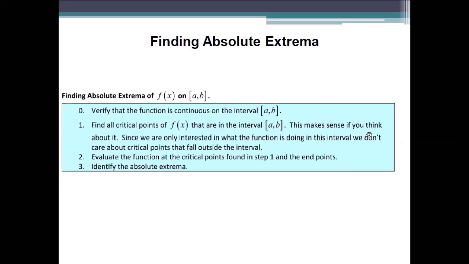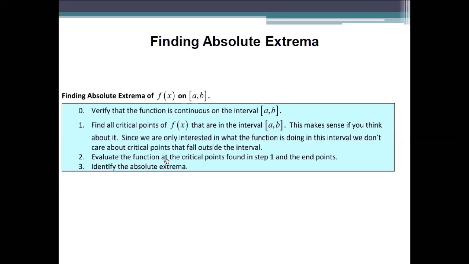This makes sense if you think about it. Since we are only interested in what the function is doing in this interval, we don't care about critical points that fall outside the interval. So we need to find all critical points in the interval AB, only on the given interval.